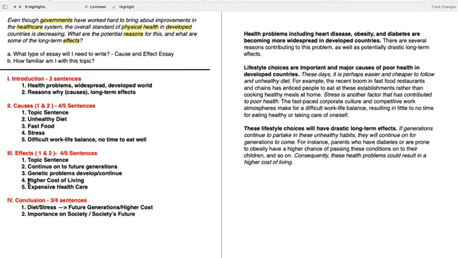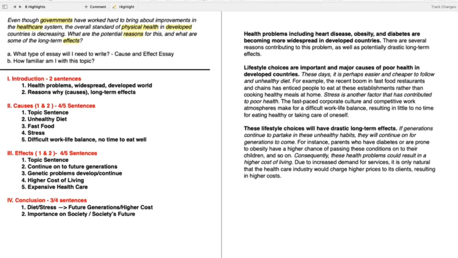And then as an example, to close this off, I'll say, due to increased demand for services, it is only natural that the healthcare industry would charge higher prices to its clients, resulting in higher costs. So I've kind of explained why higher cost of living is due to expensive healthcare. And there is my second paragraph, okay?